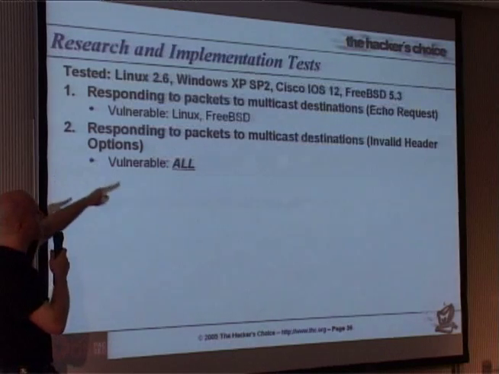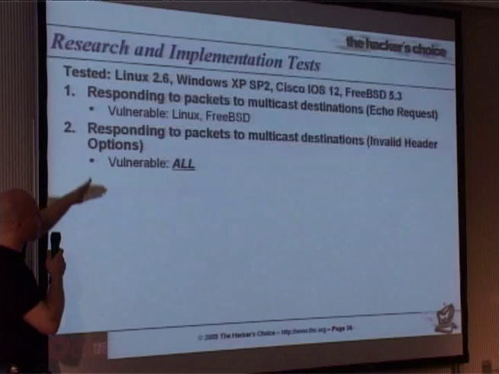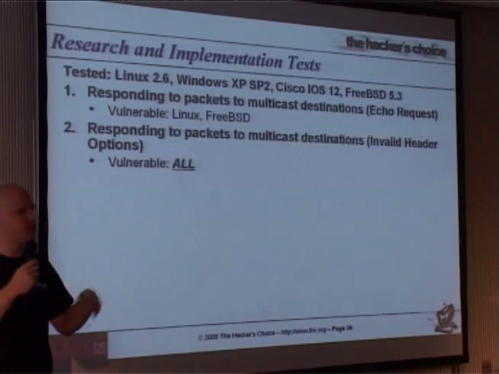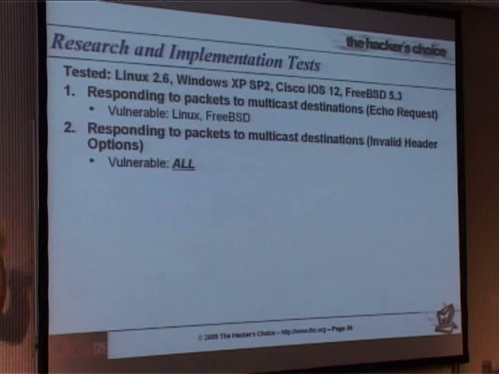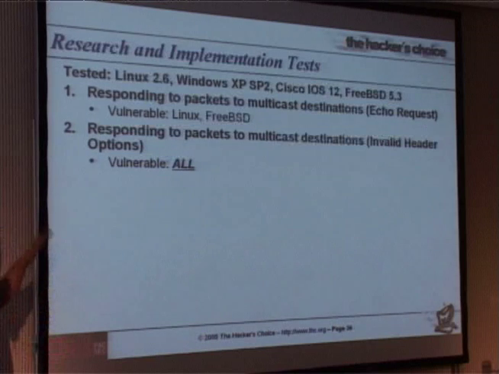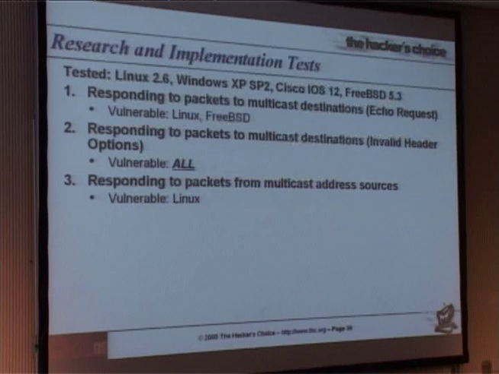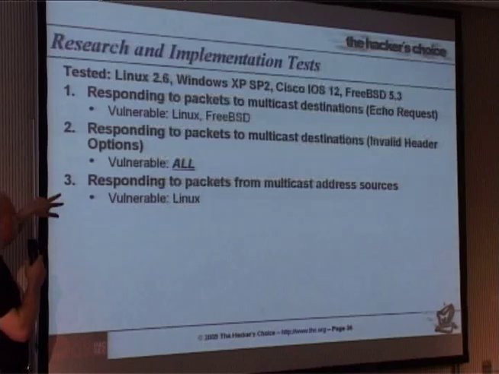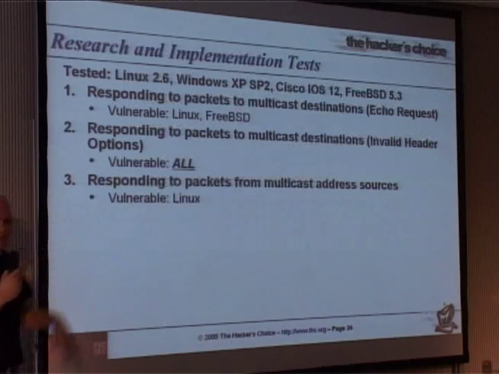Responding to packets with a multicast destination, same as here, but not doing an echo request, but putting in an invalid header option. It can be ICMP, TCP, UDP, it doesn't need to have any upper layer protocol in there, doesn't matter. If you just put an invalid header option there, they all respond. And you can't really configure that off. So this way, you can always find all local systems. Responding to packets from multicasters, this was the remote smurf I was talking about. Only Linux does that. Only they are dumb enough.